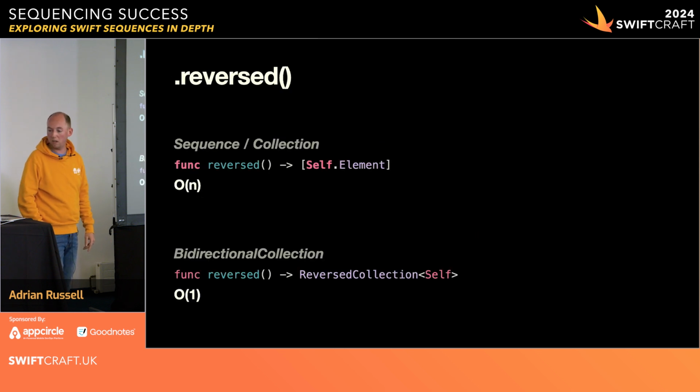Even nicer, we have an optimization for reversed. So in collection and sequence, our reversed function will make a copy of all of its contents into an array, and it will then reverse that array. So that's an order n operation. For bidirectional collection, as we saw with lazy, it's wrapped in a reverse collection. So if we were to make a reverse bidirectional collection, no work's done. We just wrap it, and then as we iterate through it, it will be iterated backwards by that reverse collection. It just wraps around it.